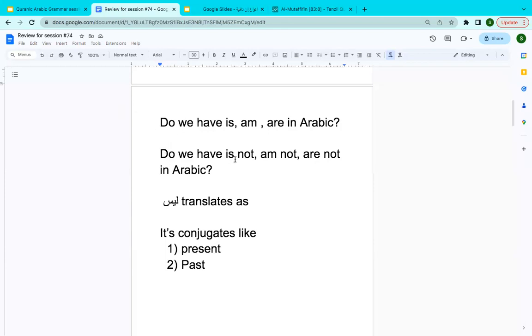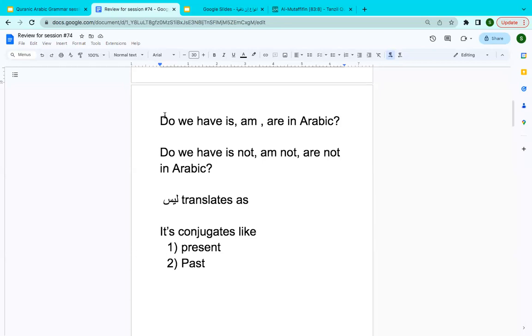Okay, so do we have is not, am not, are not in Arabic? Like ana muslimun, I have a translation for ana, which is I, muslimun is Muslim, but is there an am? No. But do we have is not, am not, are not in Arabic now that we have learned Laysa? Yes, we do, okay? So keep that in mind, just to simplify things.